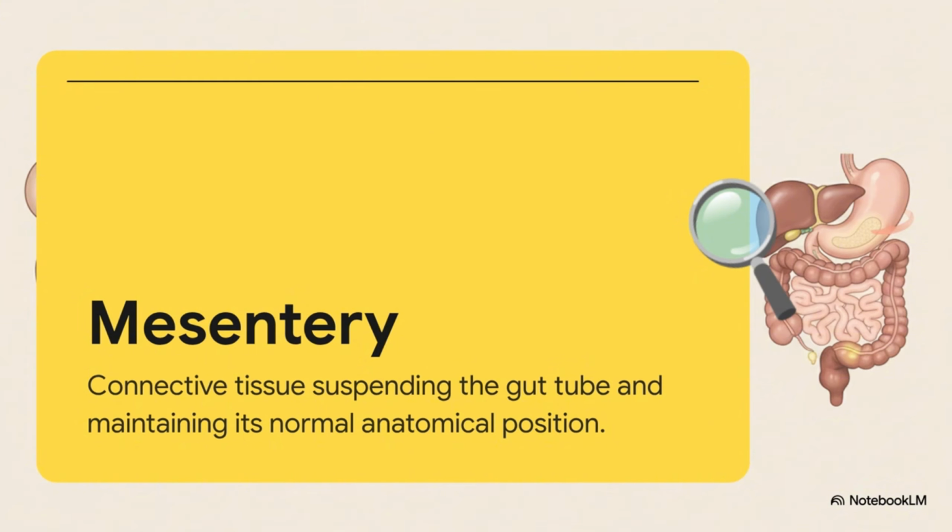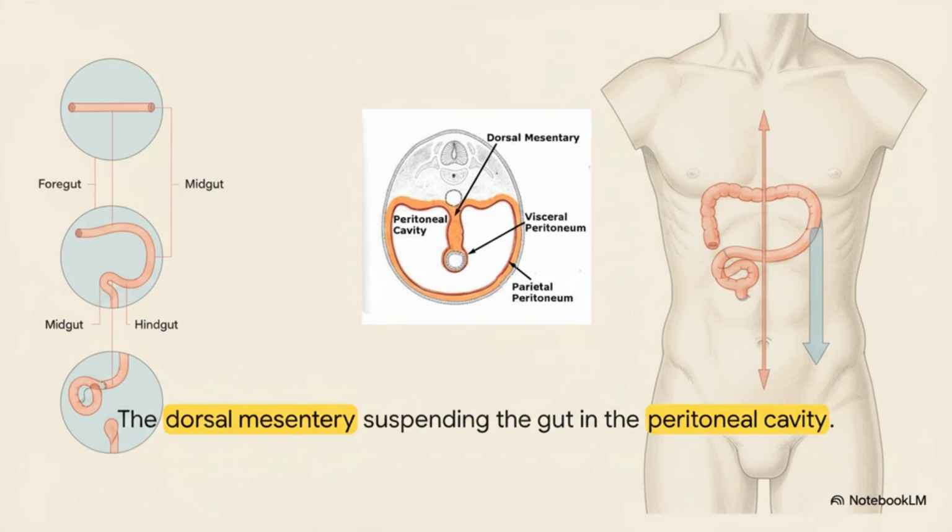It's a critical collection of connective tissues that physically suspends the gut tube and its derivatives, keeping them all in their proper normal anatomical positions. Focus specifically on the dorsal mesentery, which points straight down from the back wall. This structure has a big job.